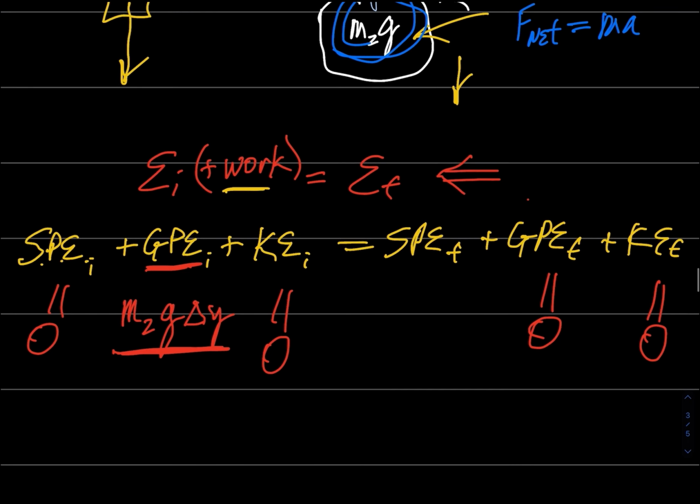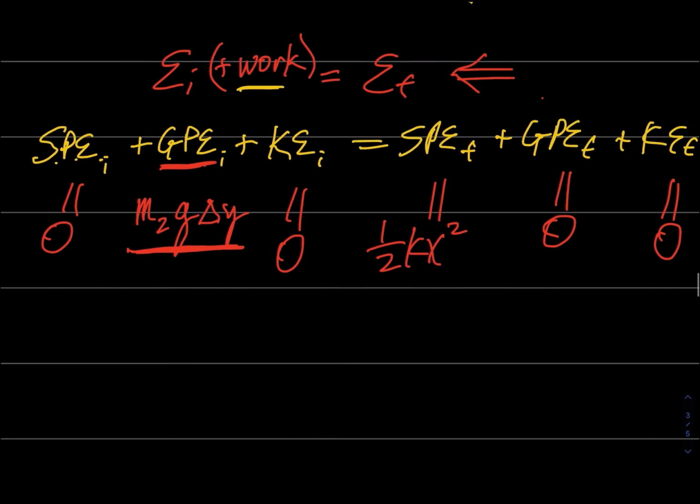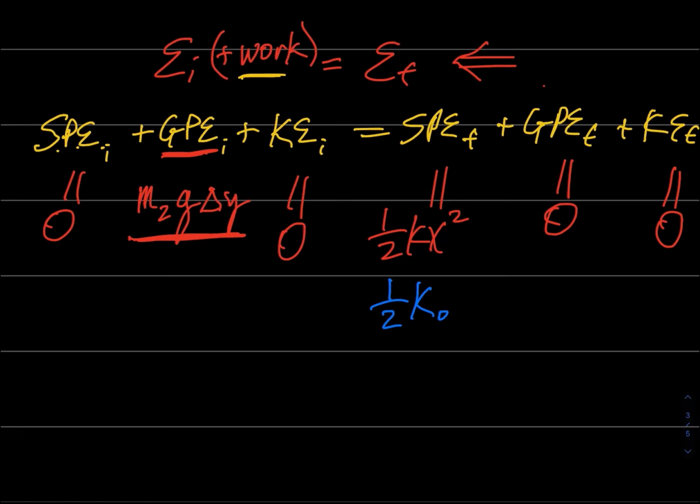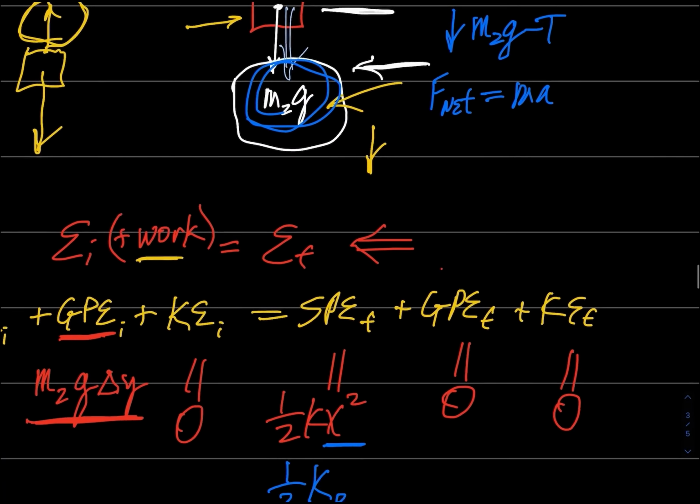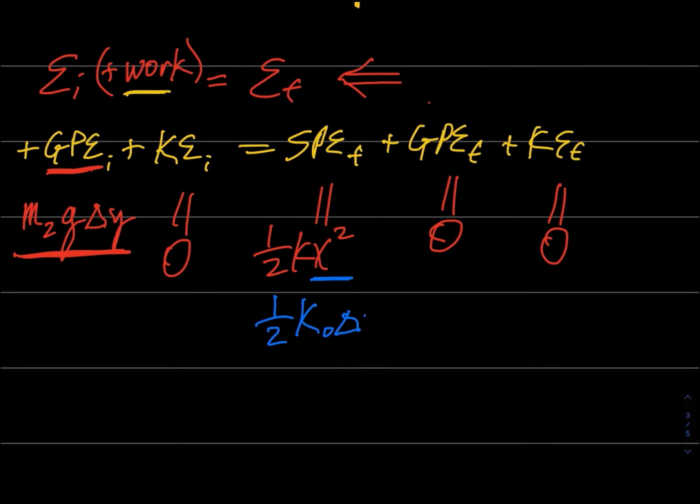And the spring potential energy, well, that's 1/2 kx squared. That's our equation for spring potential energy. And what is it here? Well, that's 1/2 times k sub naught, which is our spring constant for this spring. And what is the amount that the spring stretched? Well, the amount that the spring stretched is just the distance that mass 2 descended. Okay, that's delta y. So that's delta y squared.